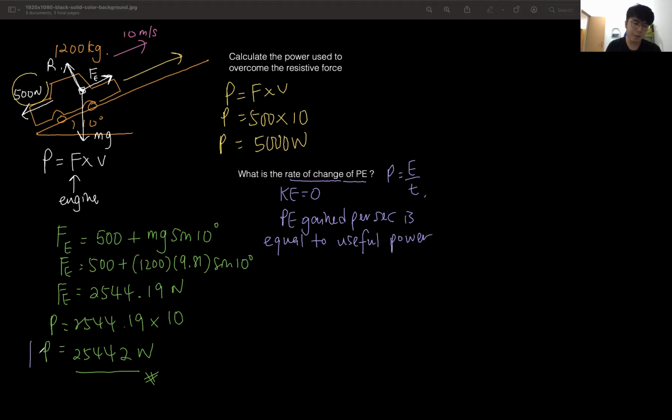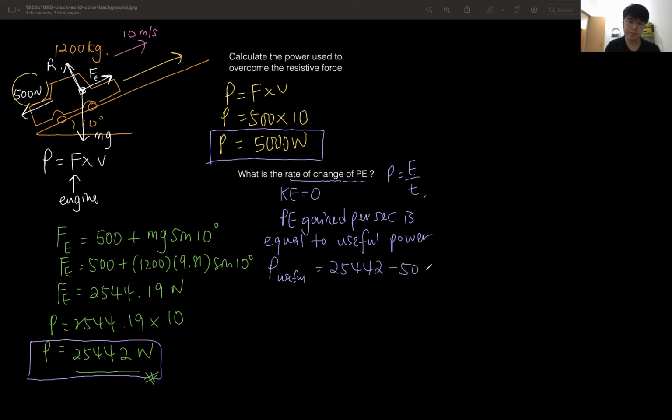You see, this is the power generated by the engine, and this is the power used by the engine to overcome the force. So what is the useful power here? You take this minus this, and that useful power is being converted to the change in the PE. So we calculate P useful equals 25,442 minus 5,000. We get 20,442 watt. This is the useful power, meaning that the car engine is doing 20,442 joules of work per second. Or I can also say that it is converting 20,442 joules per second into potential energy.